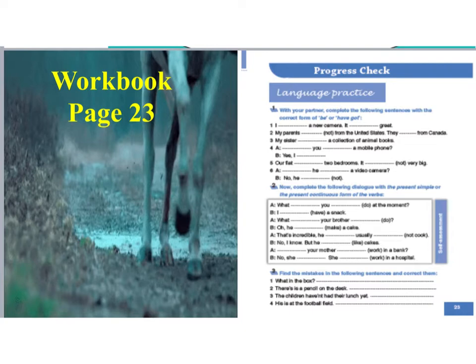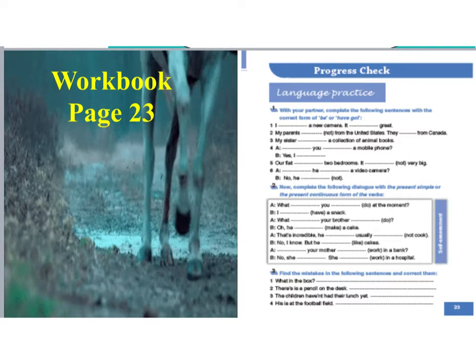So before starting this progress check in the workbook on pages 23 and 24, I advise you to go back to the first 3 units in both books, student's book and workbook. Units 1, 2 and 3, you read them, you revise your information, you keep the new vocab by heart, you read your lessons, you do the listening, you do the exercises very well, and then you come to this progress check. At this time you will find yourself able to do it very well. So this is the progress test.